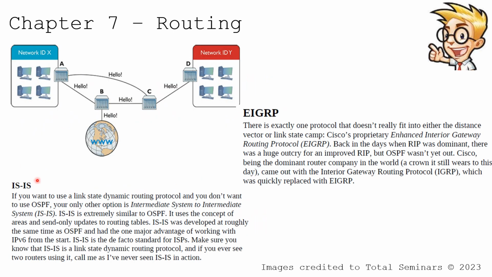Okay, I mentioned IS-IS earlier. From a neighborship through the hello packets, you can exchange information about routers and networks through link state advertisement packets. You can use what's called Intermediate System to Intermediate System. There's also Cisco's proprietary Enhanced Interior Gateway Routing Protocol, or EIGRP. Back in the days when RIP was dominant, there was a huge outcry for an improved RIP, and that's where it came from.